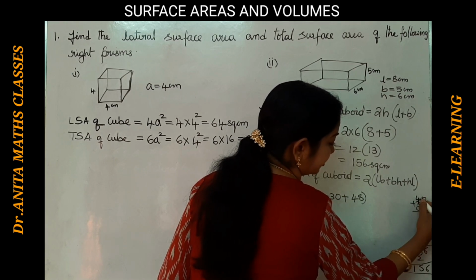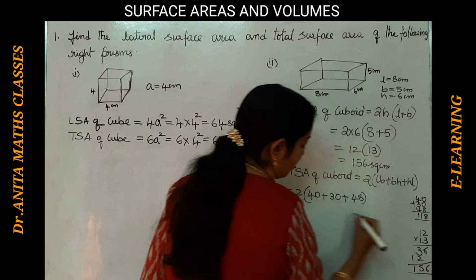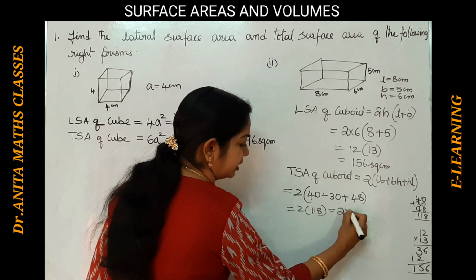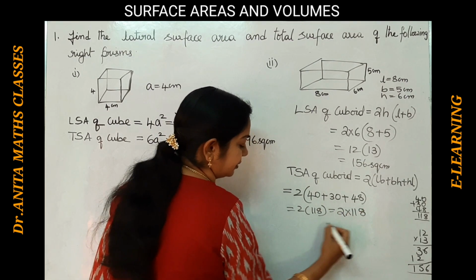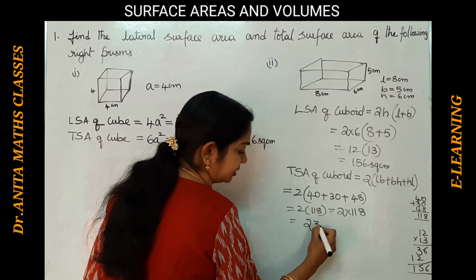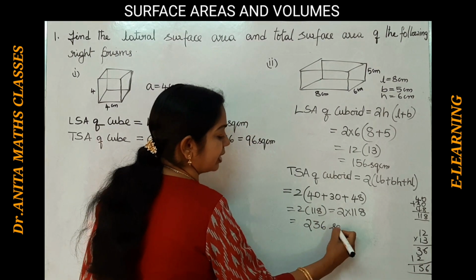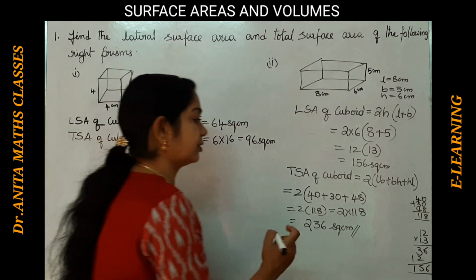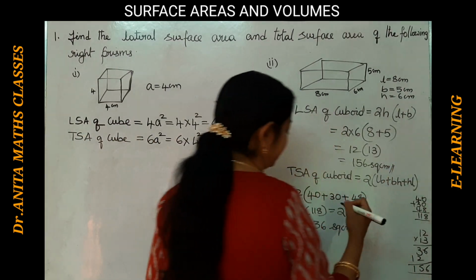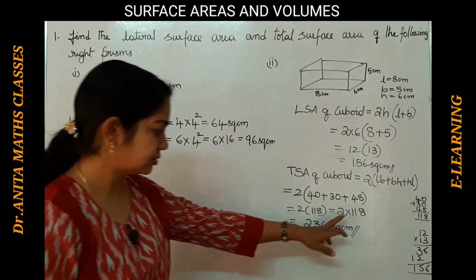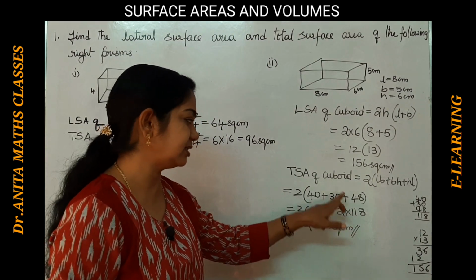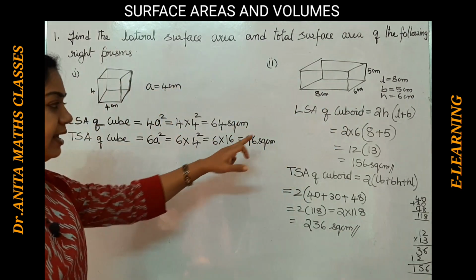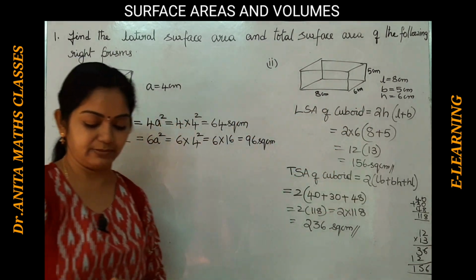Add them. 8, 9, 10, 11. So 118. This is multiplication. 2 into 118. Okay, that is 236 square centimeters. So units you should write, or else you will miss half a mark for writing the units. Okay, so 236 square centimeters is the TSA of this cuboid, total surface area, and LSA is 156 square centimeters.